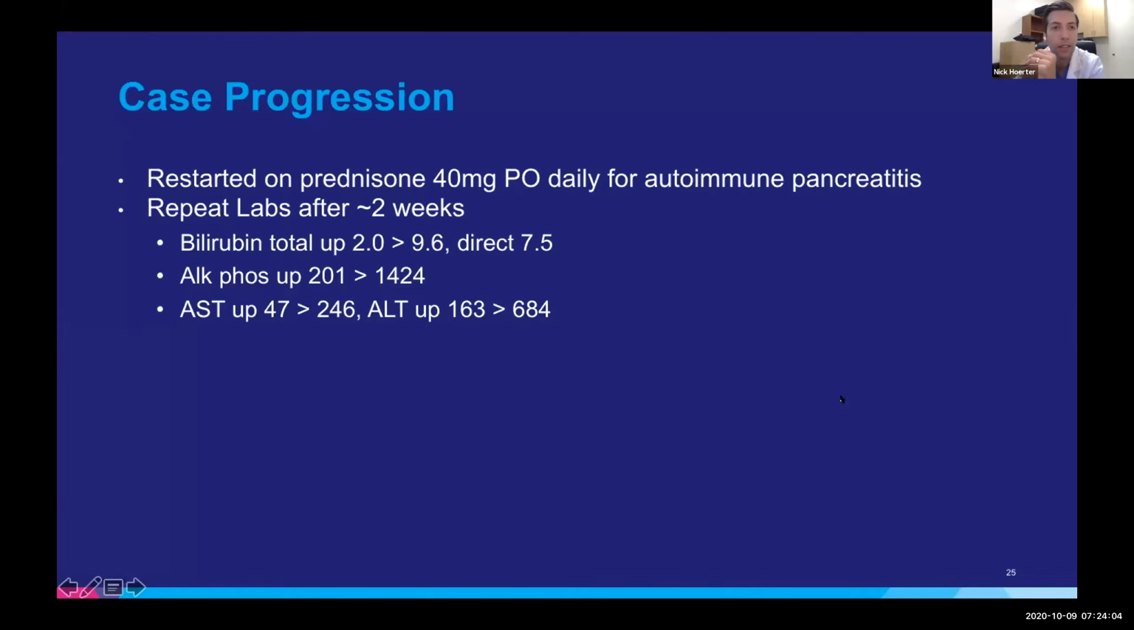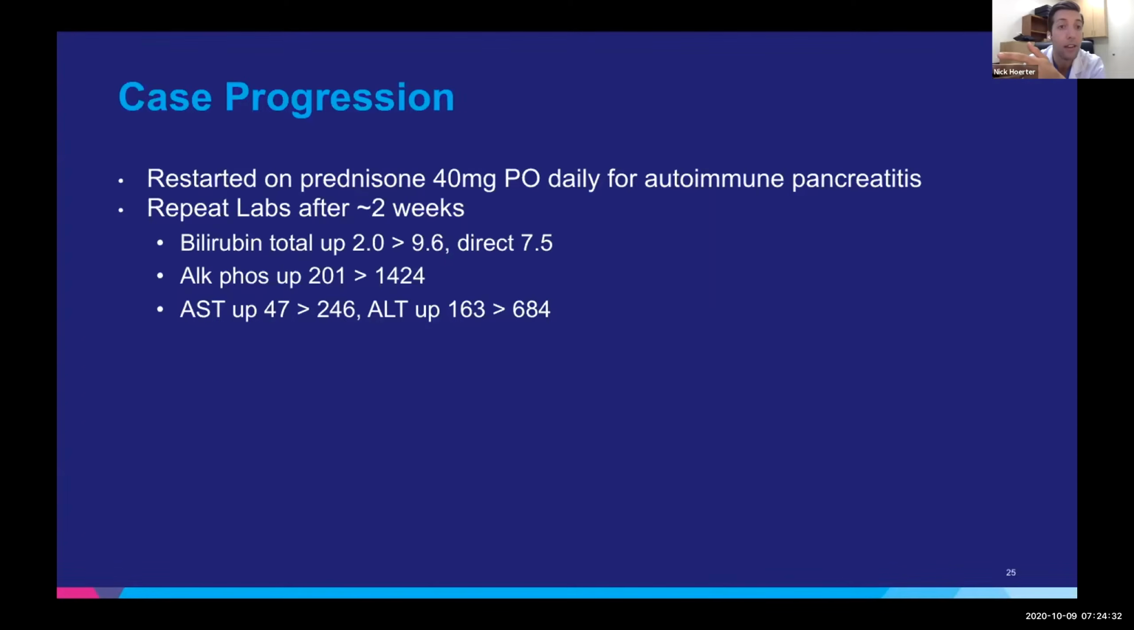So based on the fact that he still had the presence of the mass, he still had biopsy evidence of autoimmune pancreatitis, he was restarted back on prednisone 40. So the taper was brought back up to the standard dosing to see if we could get this better. And then after only 2 weeks this time, he had repeat labs, and everything had gotten worse. Unfortunately, he got more jaundice. His bili was up to 9.6. Alk phos was over 1,000. Everything was worse than it ever was.